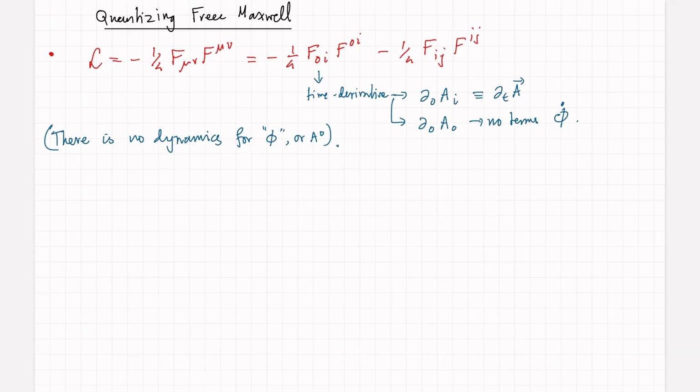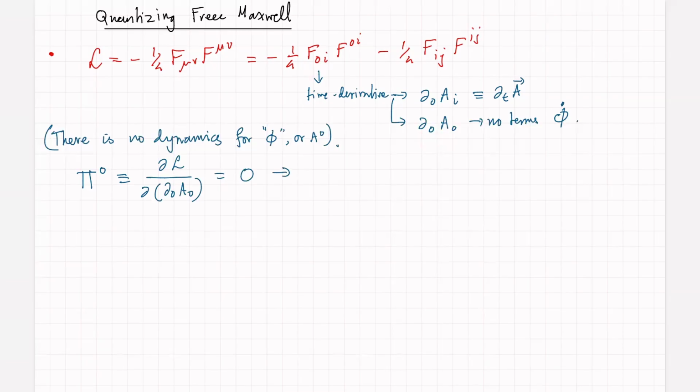Another way of saying this is that if I look at the canonically conjugate momentum corresponding to A0, let's call it phi 0, this is del L over del del 0 A0. This is exactly 0, because there is simply no term that depends on del 0 A0. If I take a derivative with respect to del 0 A0, there is no term, so it has to be 0.